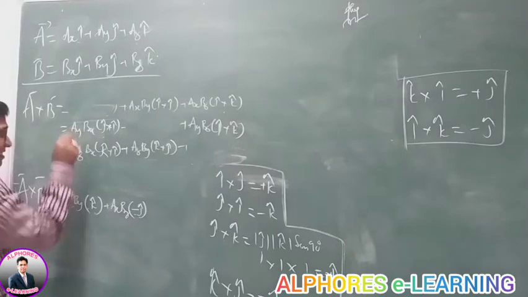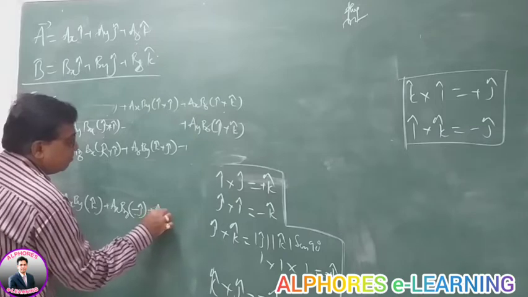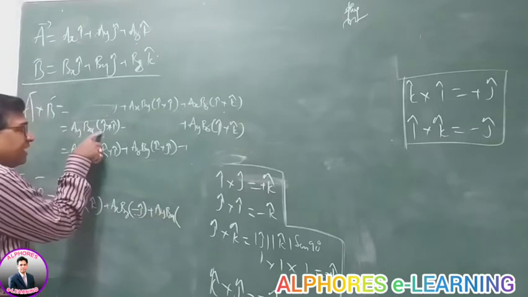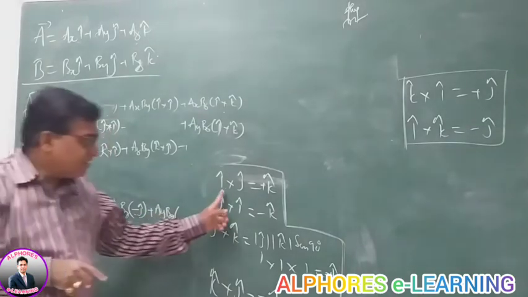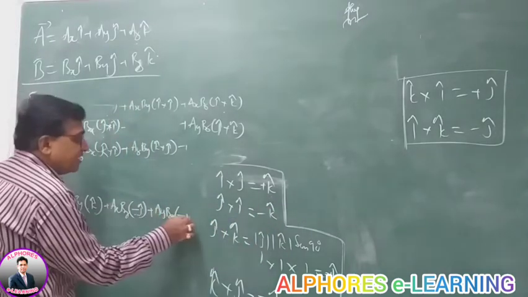Third term: next, here it's ay bx times j cross i. Well, i cross j is plus k, j cross i is minus k. So this is minus k.